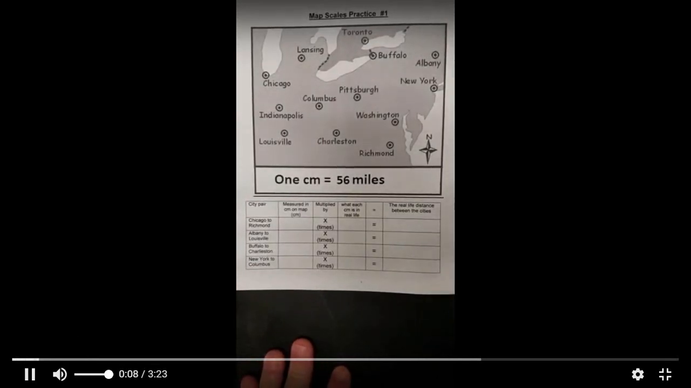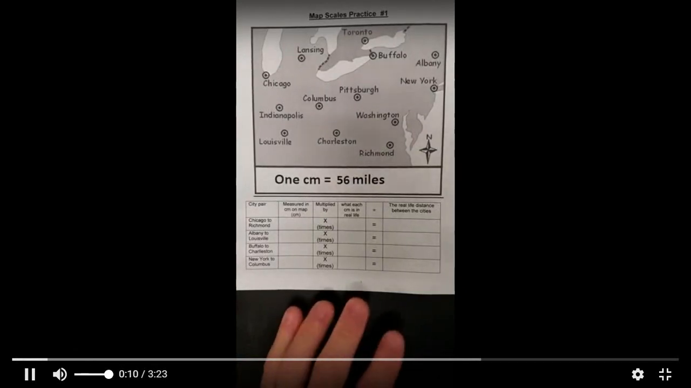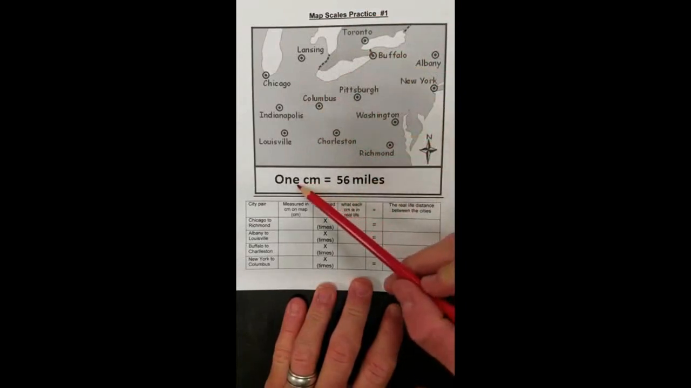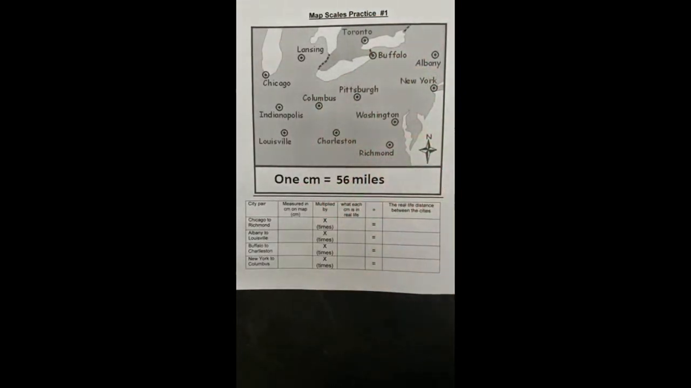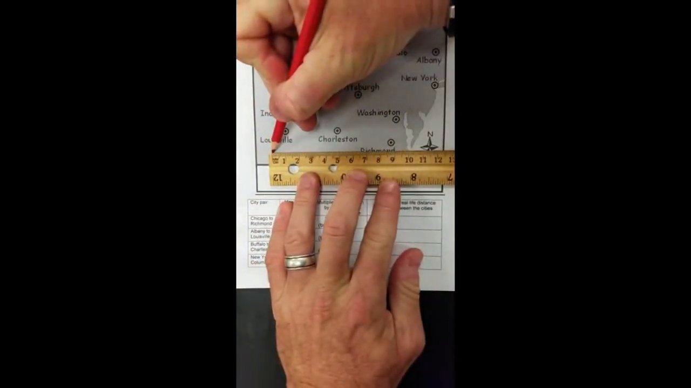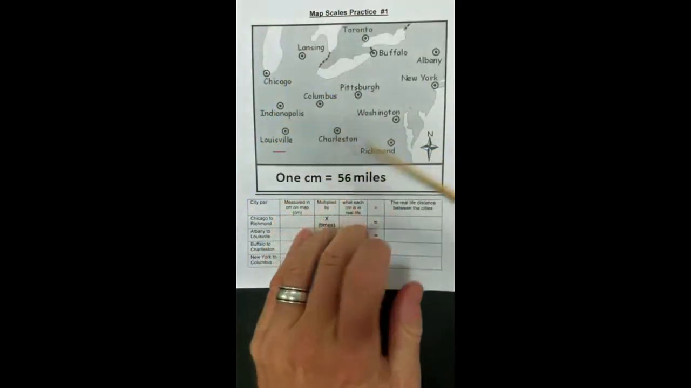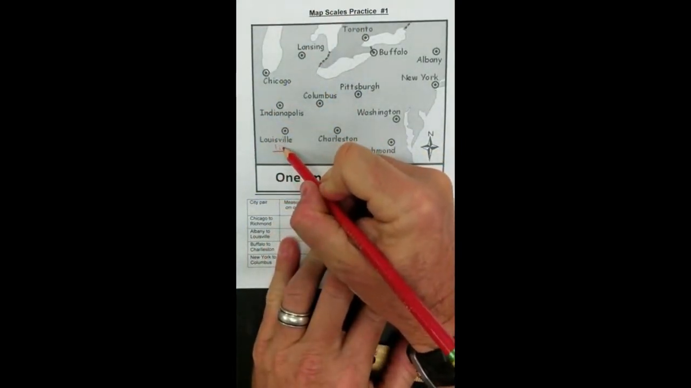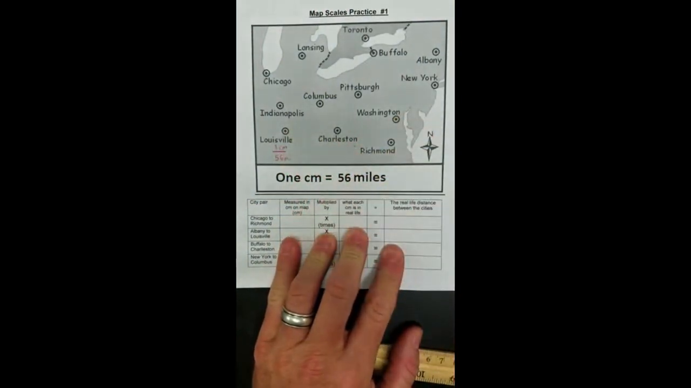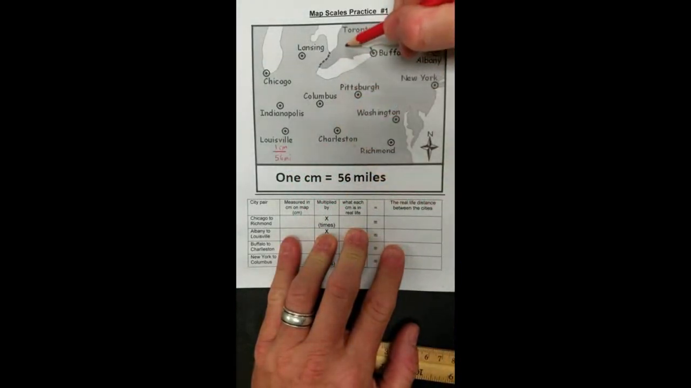Determine what the distance is between places in real life. You can see from this map here, we've got some cities in the United States, and we are told that 1 centimeter on this map equals 56 miles. That means if I were to hold a ruler and draw a 1 centimeter line anywhere on this map, that's equal to 56 miles. Whether it's a centimeter up here or a centimeter here, a centimeter anywhere on this piece of paper represents a 56-mile distance in real life.